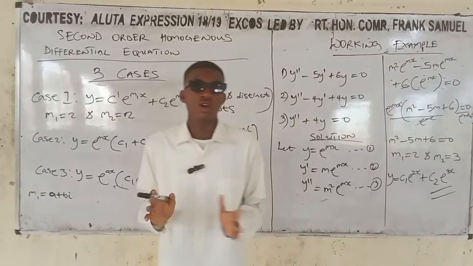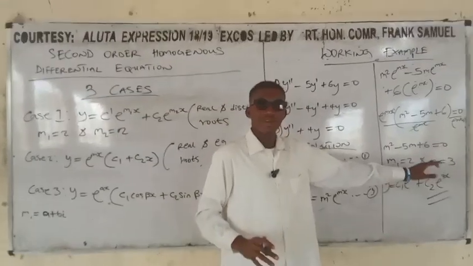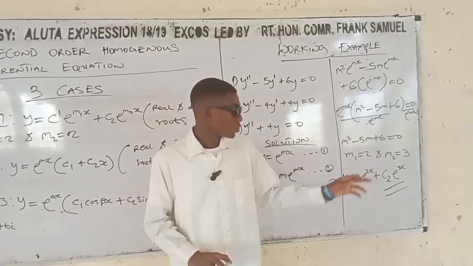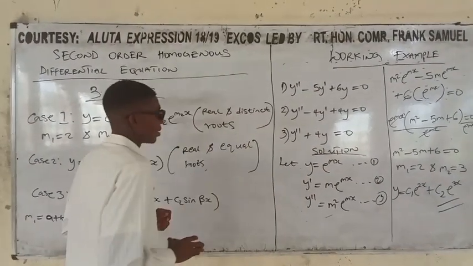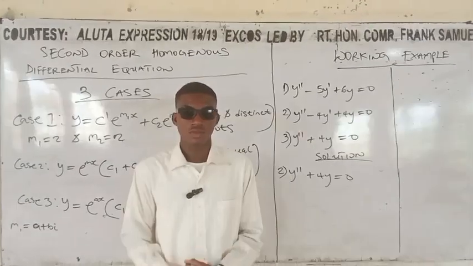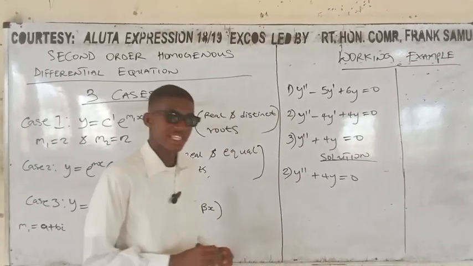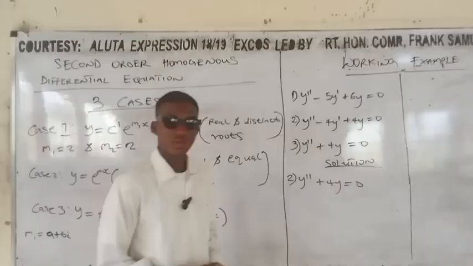Very, very easy. Second order homogeneous equation is very easy. Just understand the step. 2 and 3 are real and distinct. That's why we used case 1. Now, let's try the second example. So now we have our second example here, which says y prime prime plus 4y equals to 0.